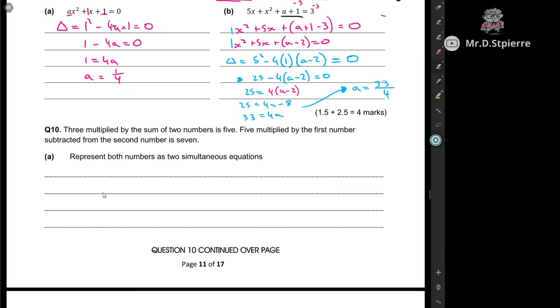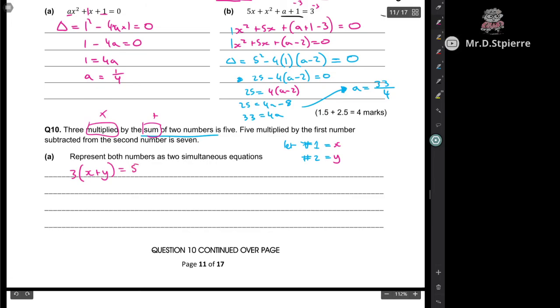We have 3 multiplied by the sum of two numbers. So I'm going to let number 1 equal A, and number 2 equal B. Actually, no, I'll choose x and y, just because that's probably what we're used to doing with inverse matrices. So 3 multiplied by the sum of two numbers. So we're going to go x plus y, which is the sum, means plus. Multiplied means, of course, multiply, is 5.